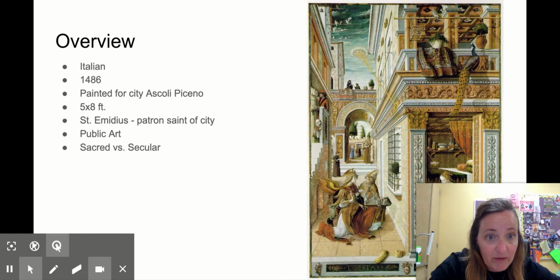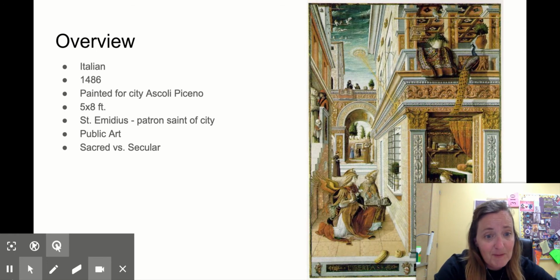As I go through my overview here, you're going to see that this painting was done again by an Italian in 1486. It was painted for a city, and this is a real Renaissance type of thing, that a city would want a piece of artwork painted for their town, which would be different than art from the Middle Ages, which was most often painted for the church. So even though this has a religious component and it's about a religious story, the point of it is to bring glory not to God, but to this city.